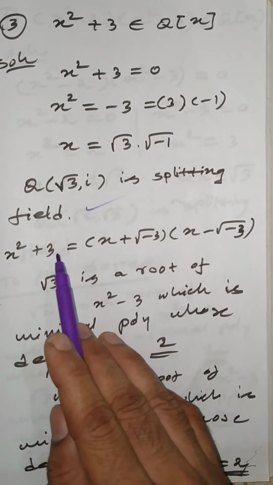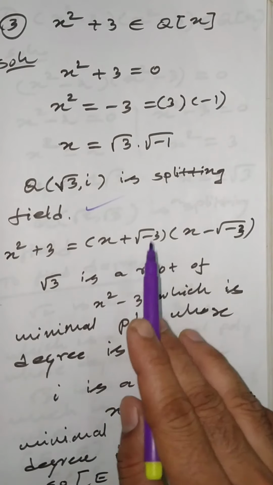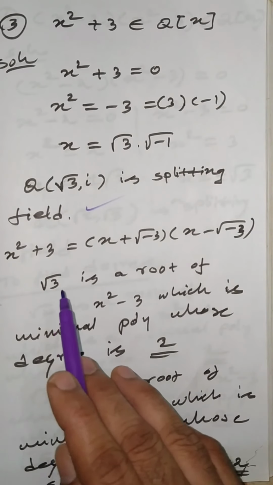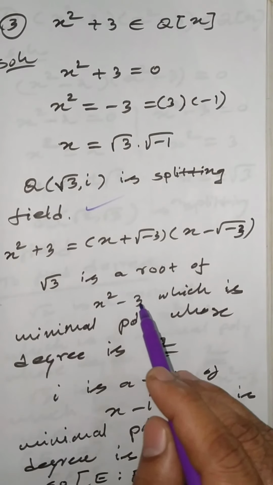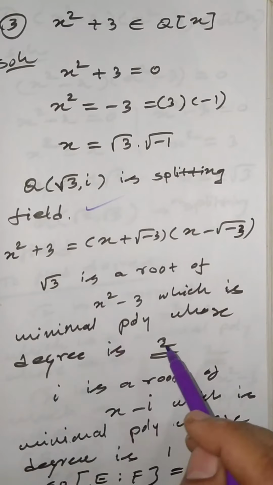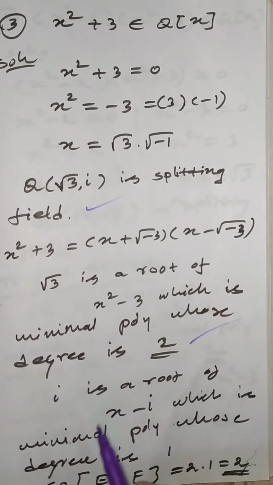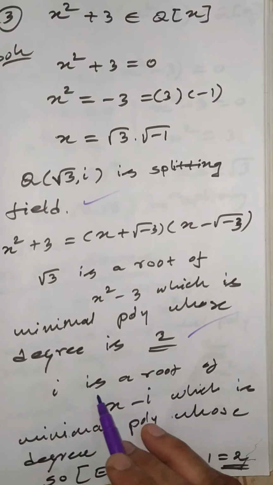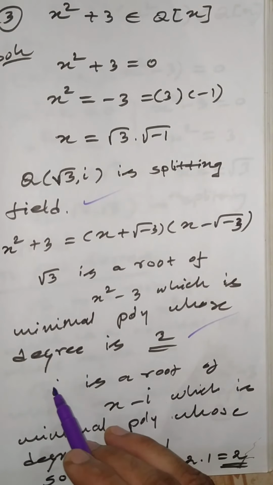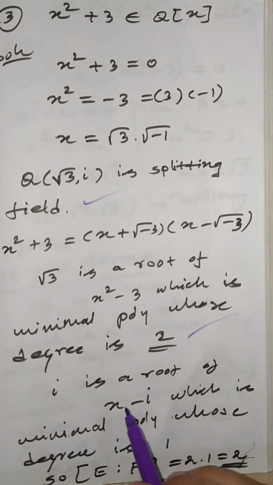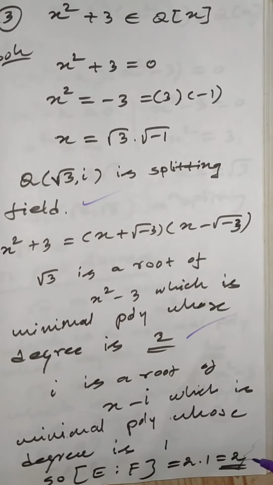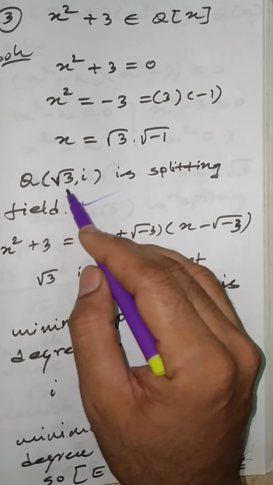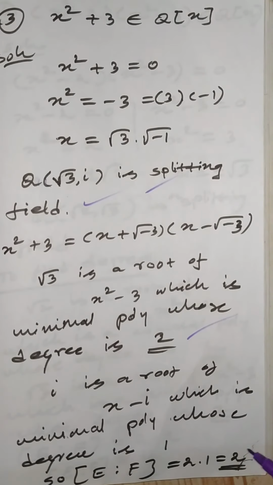x square plus 3 can be factored like this: x plus root of minus 3, x minus root of minus 3. So root 3, well known, this root 3 is a root of x square minus 3, which is the minimal polynomial whose degree is 2. Right, whose degree is 2. i is a root of x minus i, that is also enough. Right, i is the 0 of this polynomial. This polynomial is the minimal polynomial whose degree is 1. So 2 into 1, so 2. So what about the degree of this one? 2. What is the splitting field? This one, Q of root 3 comma i. The splitting field degree is 2.